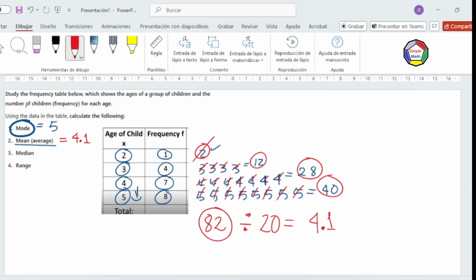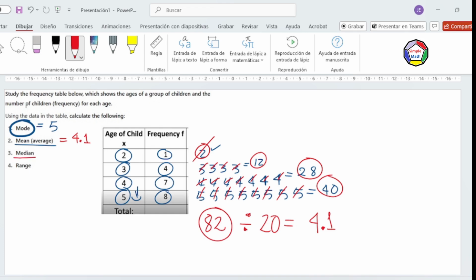Okay, now I'm going to help you to calculate the median. Remember, the mean is the average of all the numbers, and then we divide by the total of numbers we have. Now I'm going to calculate the median.